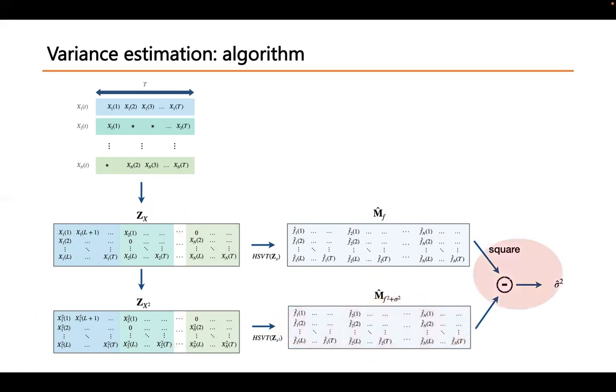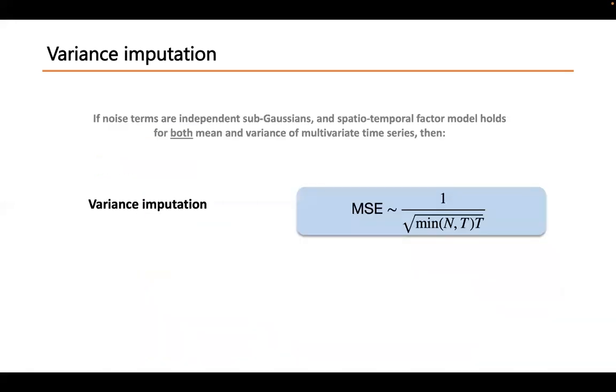Okay. And so now if you square the original time series you get from the first MSSA, and you subtract that from what you get from the component-wise squaring, you can see easily that the estimate you get is sigma hat squared. So this is the way to estimate time-varying variance, or a GARCH-like model. And again, the type of result you can show is that if the noise terms are independent sub-Gaussians and the spatiotemporal factor model holds for both the mean and the variance of the multivariate time series, then the variance imputation error scales as 1 over the square root of min of N times T.